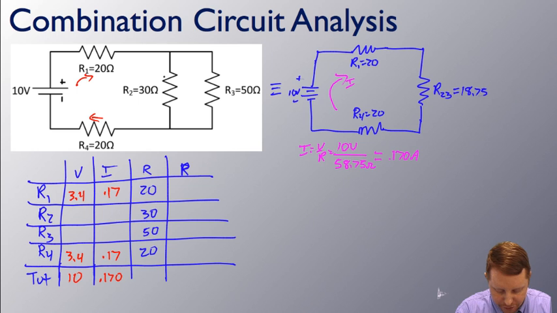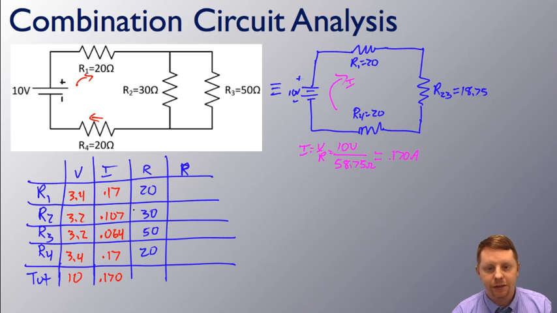That means that these two in parallel must share the same voltage drop. 10 minus 6.8 leaves them 3.2 volts to drop across each of those. So now I can find the current through each one of those. I equals V over R. 3.2 over 30 is going to give me a current of about 0.107 amps here. And 3.2 over 50 is going to be about 0.064. And adding that up with rounding error comes up to 0.17, so KCL still holds.